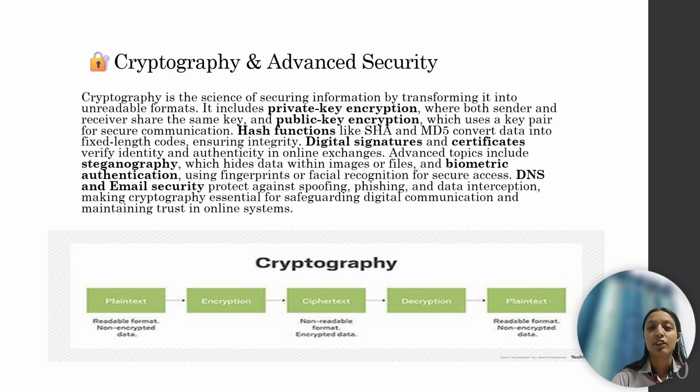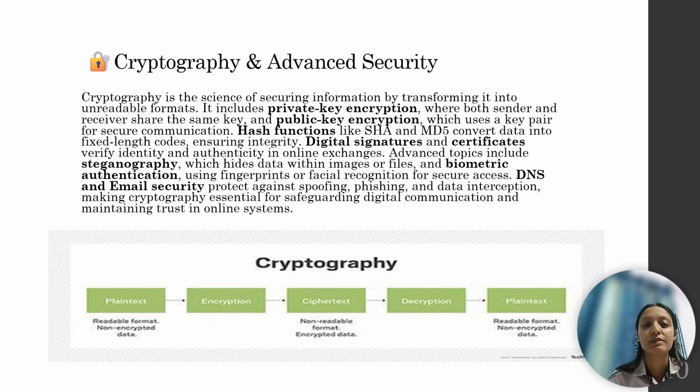Cryptography and advanced security. To be honest, cryptography was one of my favorite topics. Cryptography is basically the science of securing information by transforming readable, non-encrypted data, or plain text, into ciphertext. Ciphertext is a non-readable format, or we can say it is encrypted data.